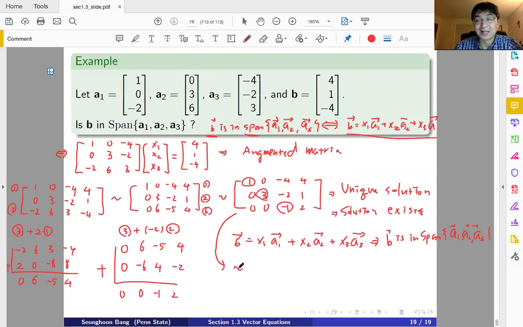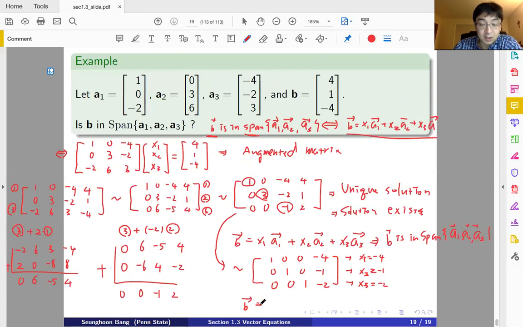It's only an exercise. The reduced echelon form is this one, so you can try it yourself if you want more. This is 1, 0, 0, negative 4. Then 0, 1, 0, negative 1. Here 0, 0, 1, negative 2. So just an exercise, you can try. What happens? First, x1 equals negative 4. Second, x2 equals negative 1. Third, x3 equals negative 2. So what does it mean?